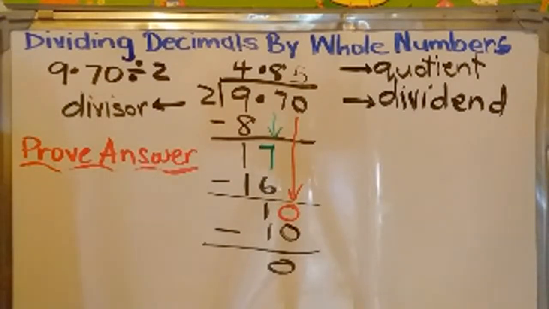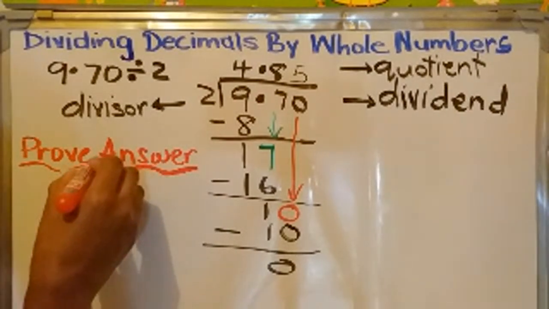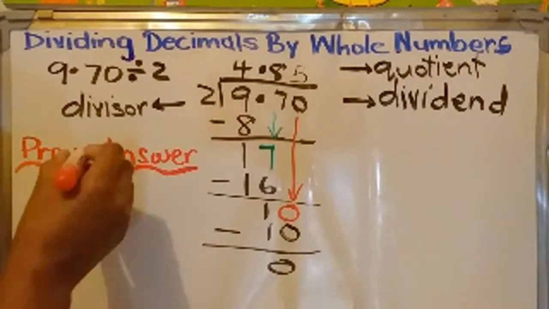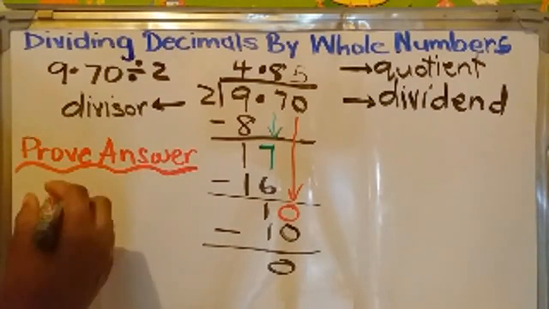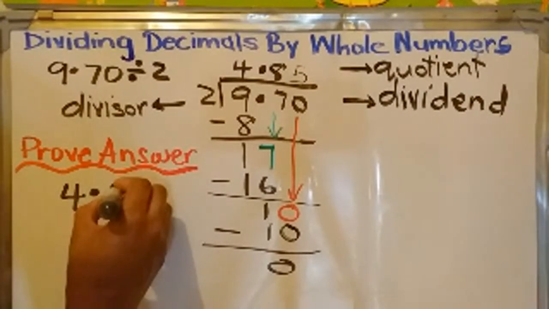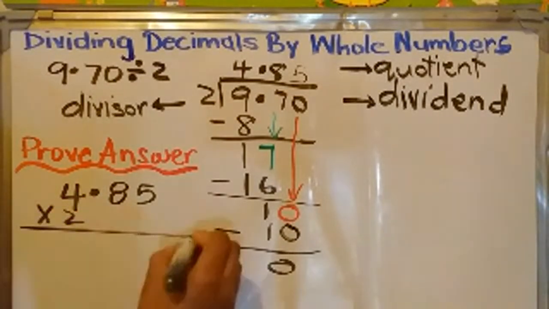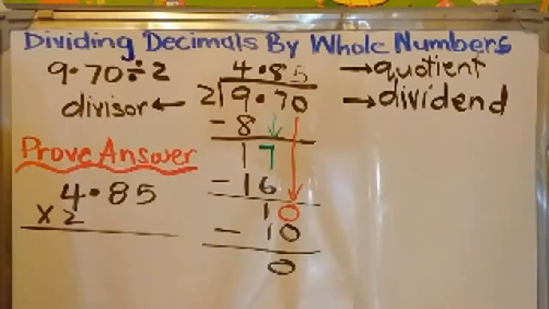So now we're going to do a check. We're going to prove to see if our answer is correct or if it is incorrect. Most likely, it is correct, because we did the right thing. All right, so let's check. How are we going to check? We're going to take our quotient and multiply it by our divisor. So I'm going to write it down right here, which is 4.85. And of course, I'm going to multiply it by 2. All right? So this is what we do to prove to see if our quotient is correct.